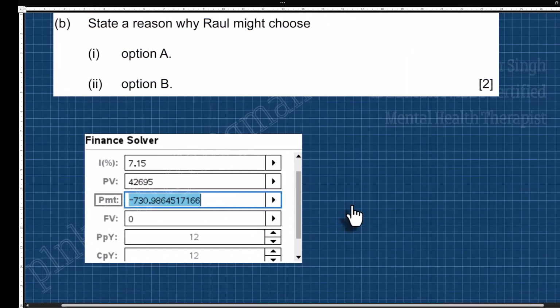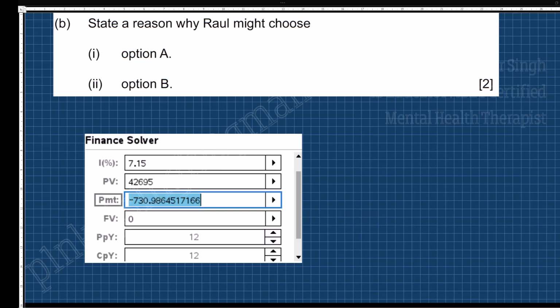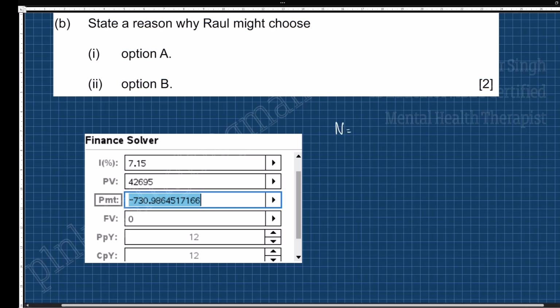In your examination, please make sure that you mention all of this information, because the examiner will not have access to your calculator. So you need to tell the examiner what you wrote, or what values you entered into the calculator. All right. So the number of payments is going to be 12 into 6, which is 72.